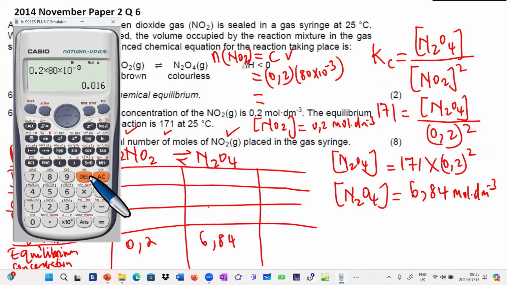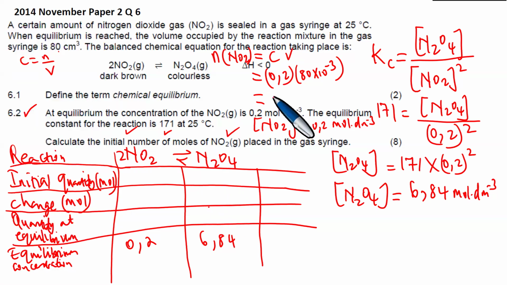Okay, this is the button. So we have 0.016, and this is the number of moles at equilibrium for NO2, 0.016. Okay, number of moles of NO2, 0.016. So we're filling in, we are just completing this table here.